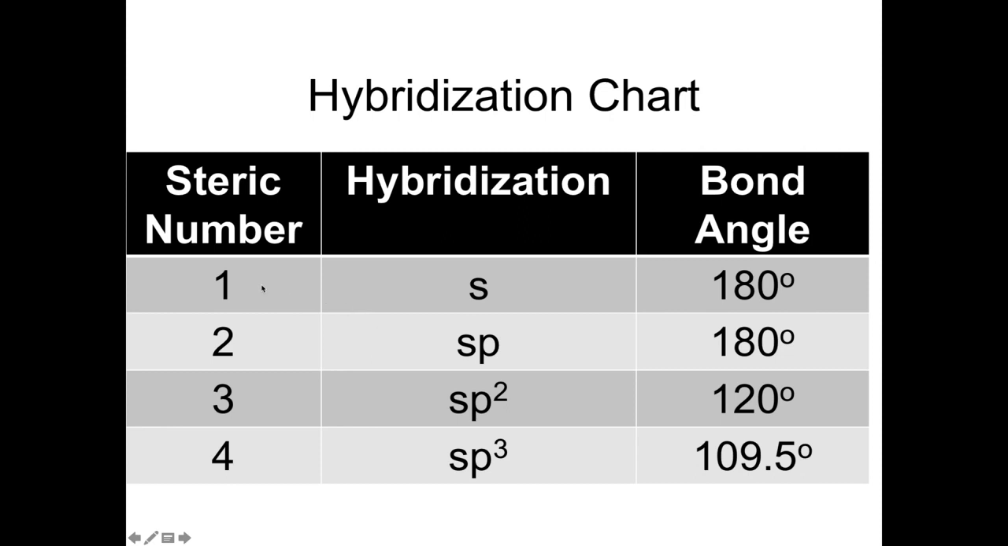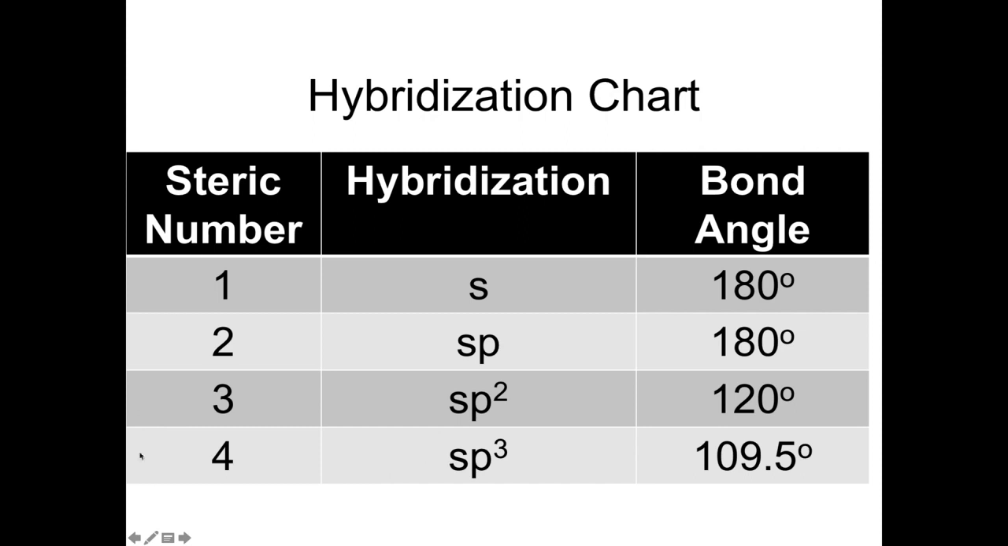So anything with steric number 1 will be S and have a bond angle of 180. Anything with steric number 2 will be sp, 3 will be sp2, 4 will be sp3. Steric 5 and steric 6 do have their own hybridization, but those have never been tested, so we don't need to worry about them.